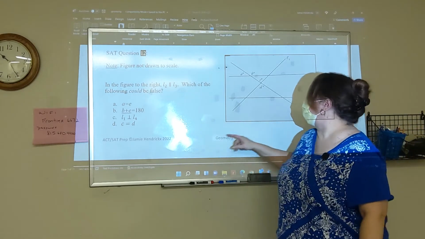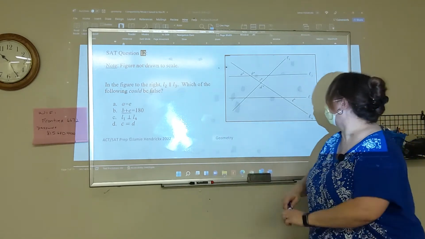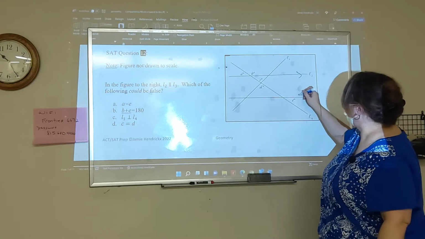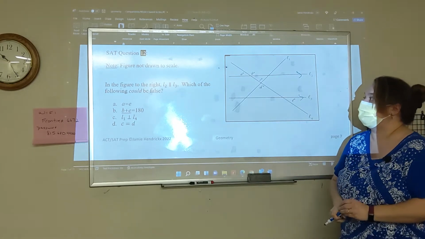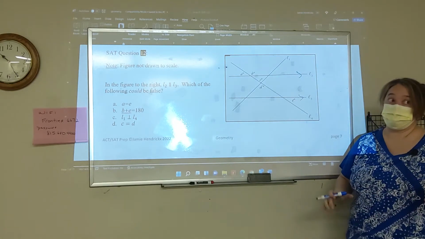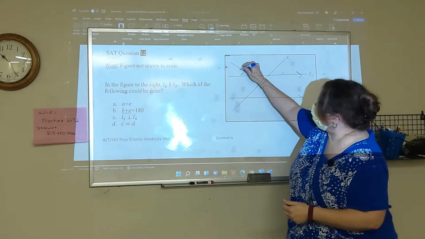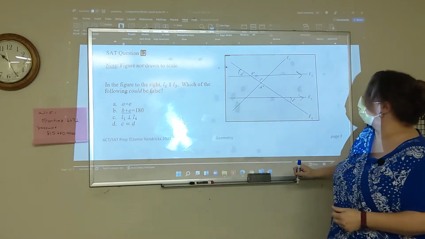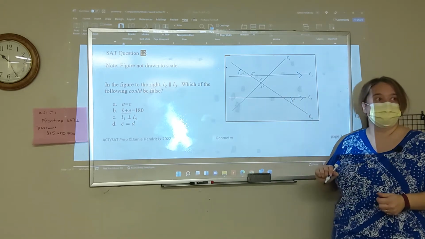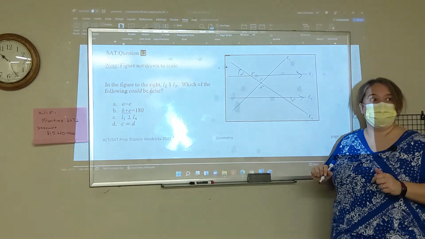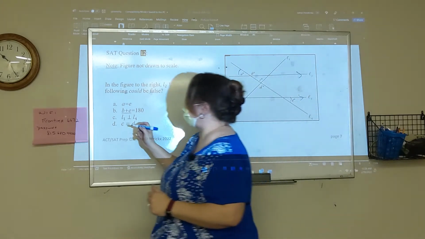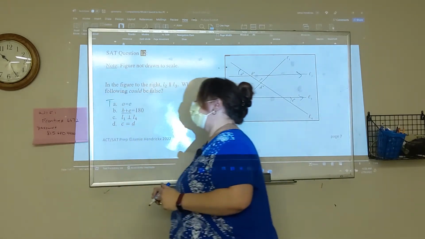In the figure to the right, line 2 is parallel to line 3. Which of the following could be false? It could be true, but it could be false. Angle A is equal to angle E. Well, here's A, and here's E. Those are both littles. All littles are equal with parallel lines. So that one is definitely true. I'm just going to mark them true or false. We know that one's true.